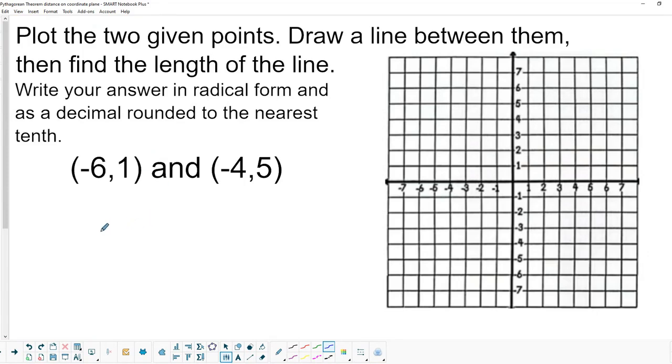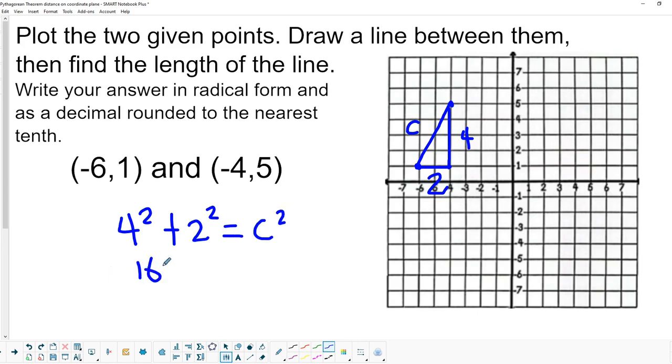Okay, for our next one, we actually have to plot these points. So -6 and 1, right there, and then -4 and 5, -4 and 1, 2, 3, 4, 5, right there. So we draw our diagonal, which is going to be our hypotenuse. Then we complete the triangle and fill in the length of the sides. So 2 and 1, 2, 3, 4. So a squared, 4 squared plus 2 squared equals c squared. So 16 plus 4 equals c squared. And 16 plus 4 is just 20.